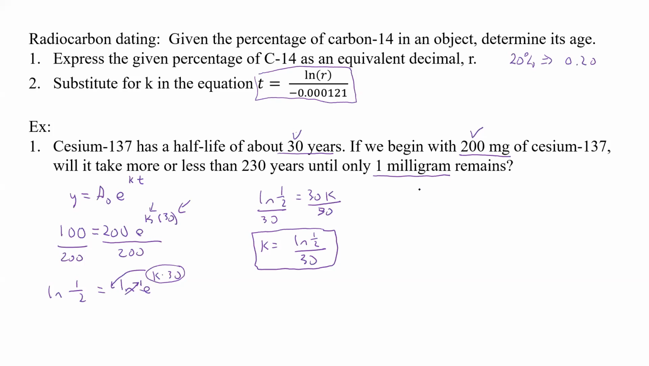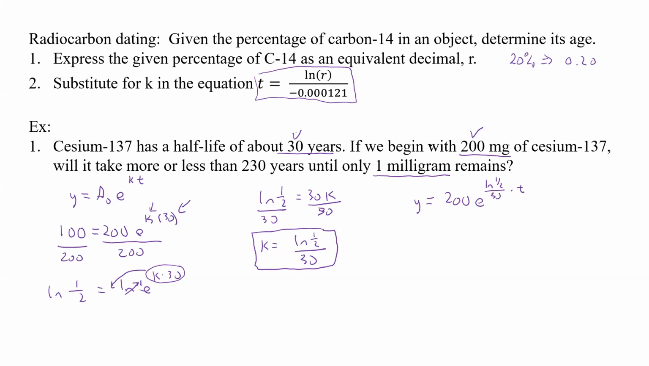And when we do that, we're just going to plug that into it. Now, we can do this two ways. We can leave it as the exact number, or if they said take it out to 4 decimals, we could take that number out to 4 decimals. But I'm just going to leave it as an exact. Okay, so that means we're going to have the actual equation y equals 200 e to the ln of 1/2 all over 30 times t.